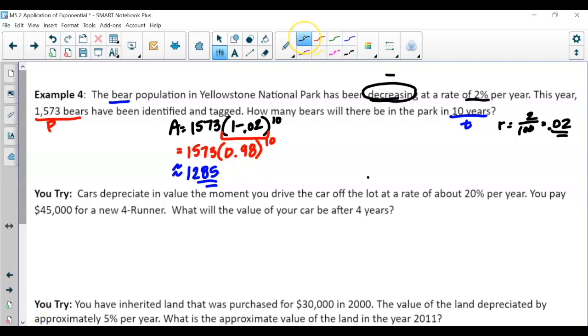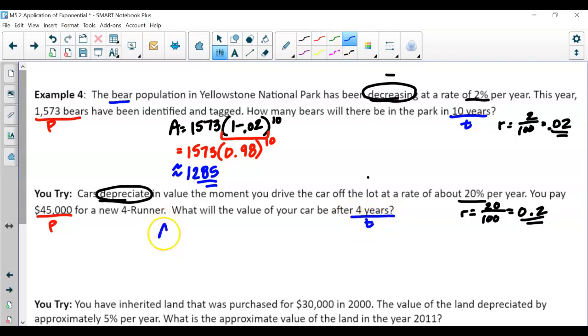And here we go. So a car depreciates. So that is another way of saying that it's losing value. It's decreasing. So this is a decay model. Your rate was 20%. So don't leave it as a percent, right? Divide that by 100. You should have gotten 0.2 now. So that is different from 0.02, right? That's just 0.2. The Forerunner started at $45,000. That's the initial amount.